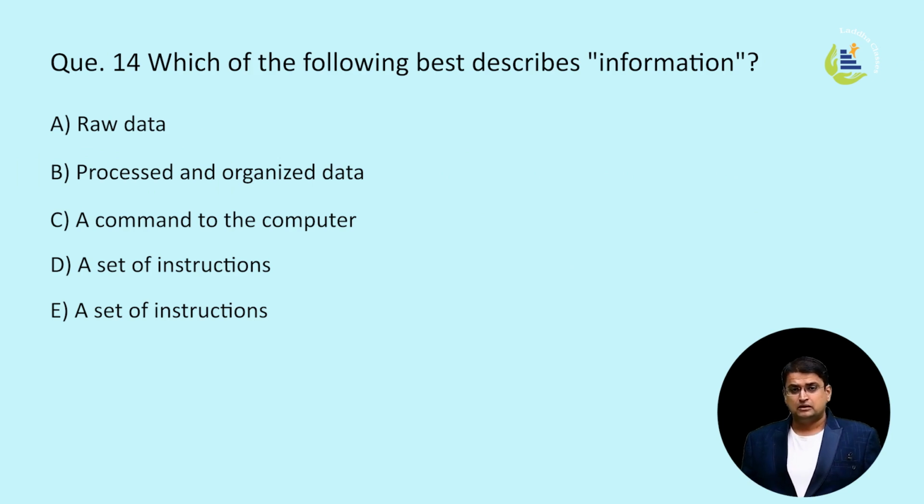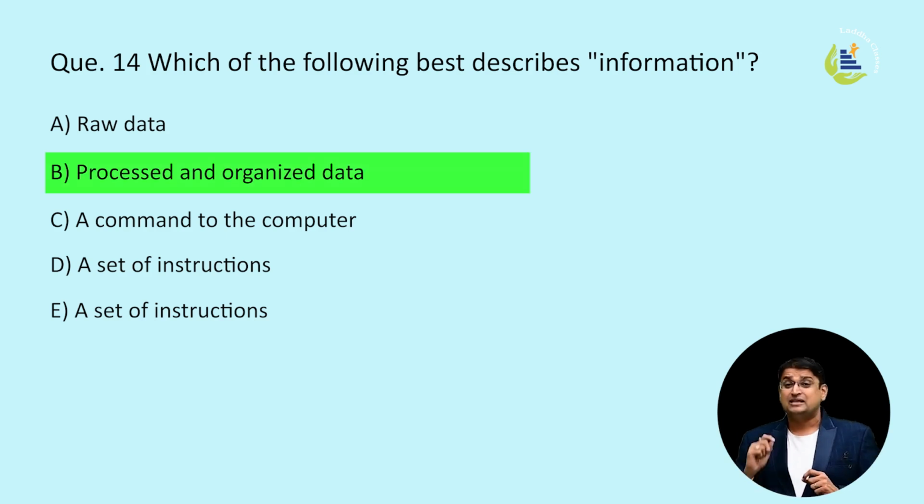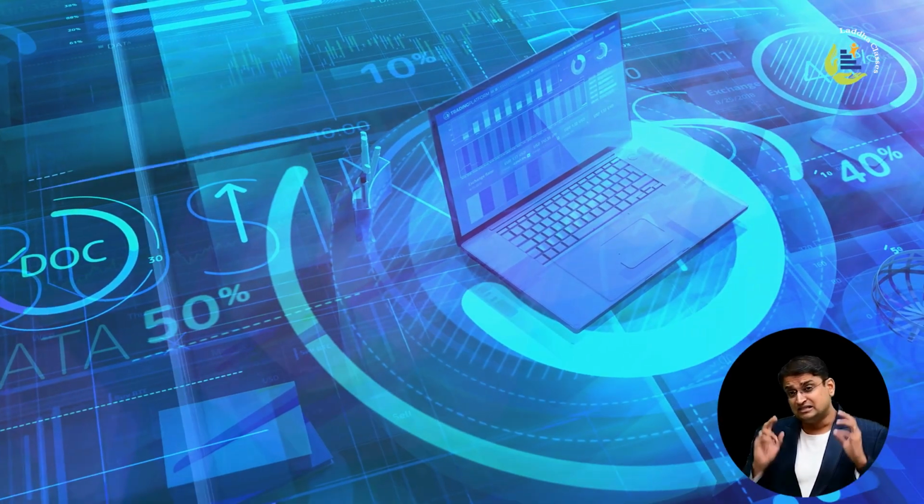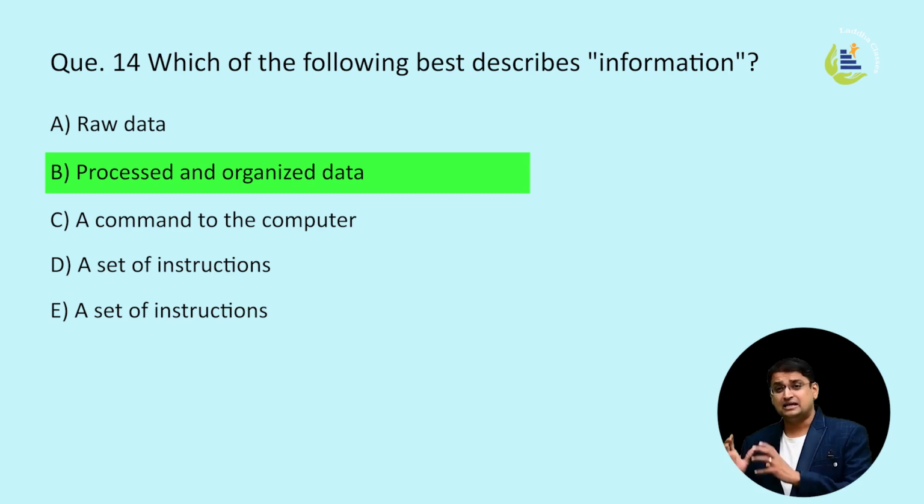Question 14. Which of the following best describes information? Options are raw data, processed and organized data, a command to the computer, a set of instructions, a software application. Correct answer option is B, processed and organized data. Because information is data that has been processed and organized for interpretation. Raw data is not considered information until it is processed and structured.